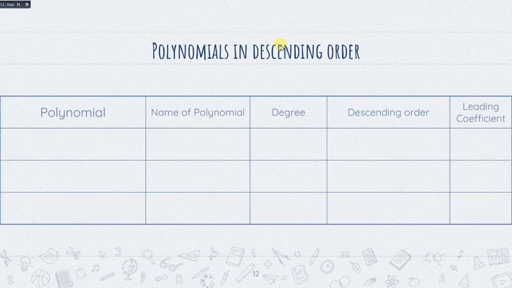Polynomials in descending order. Remember that it's important to know the degree of terms or degree of polynomials in order to arrange them in the proper or normal standard form. So for the polynomial y squared plus 5x cubed, the name of polynomial, since we have 2 terms, is binomial, while the degree of terms would be 3. And if we arrange it into descending order, that would be 5x cubed plus y squared. And the leading coefficient is usually found in the first term, which is beside our variable x cubed, that is 5.